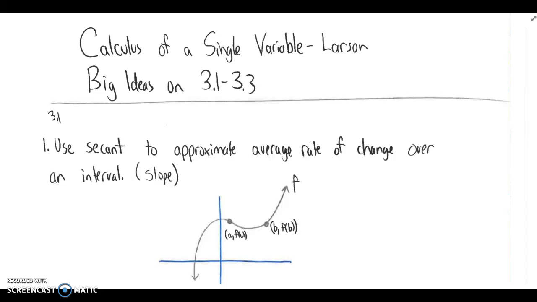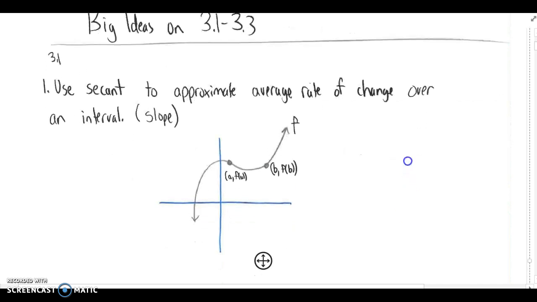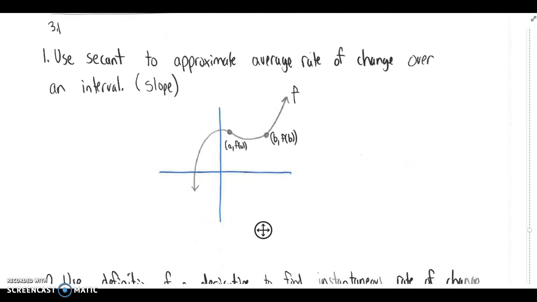This is calculus of a single variable from the Larson book, and the big ideas from sections 3.1 to 3.3. First off, in section 3.1, we talked about using a secant to approximate the average rate of change over an interval. So if I have this curve, I want to find what is the slope at this point.